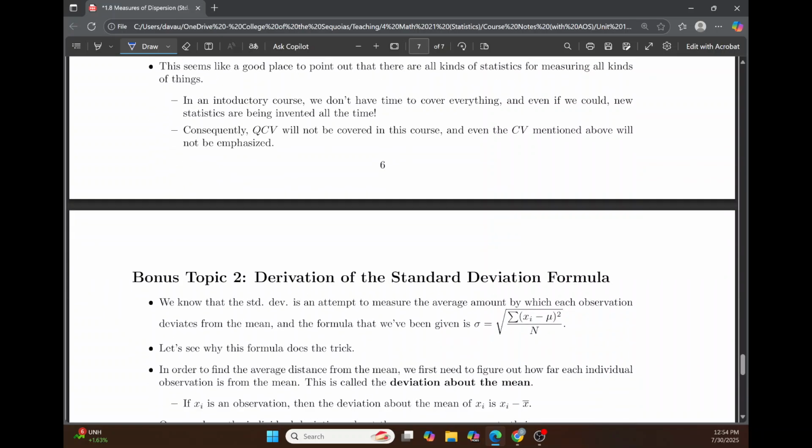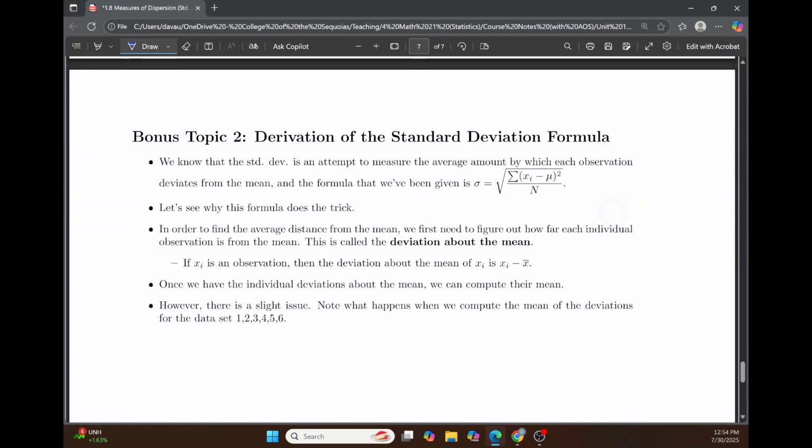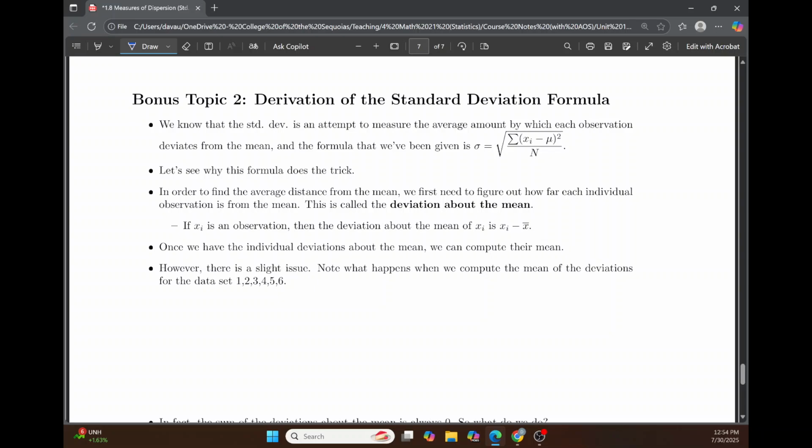The second kind of bonus topic is just a quick derivation of the standard deviation formula. Because again, you may have seen this formula when we were doing section 1.8 and thought, well, what is that? Where does it all come from? What does it all mean? So recall that the standard deviation is an attempt to measure the average amount by which each observation deviates from the mean. It's an attempt to capture the average distance from the mean for each observation.